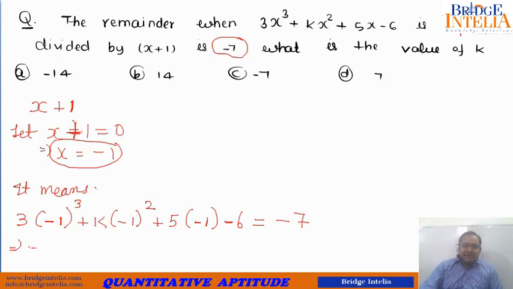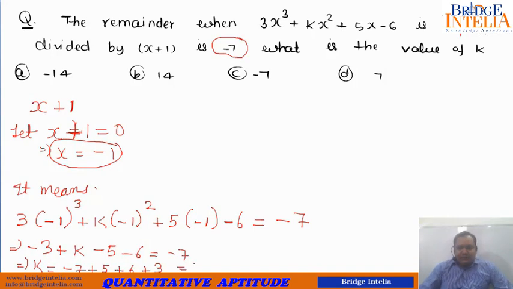So this is minus 3 plus k minus 5 minus 6 is equal to minus 7. So this is what is given. So from here you can see that k is equal to minus 7 plus 5 plus 6 plus 3. So how much does it come out to be? 11, 14, so k comes out to be equal to 7.